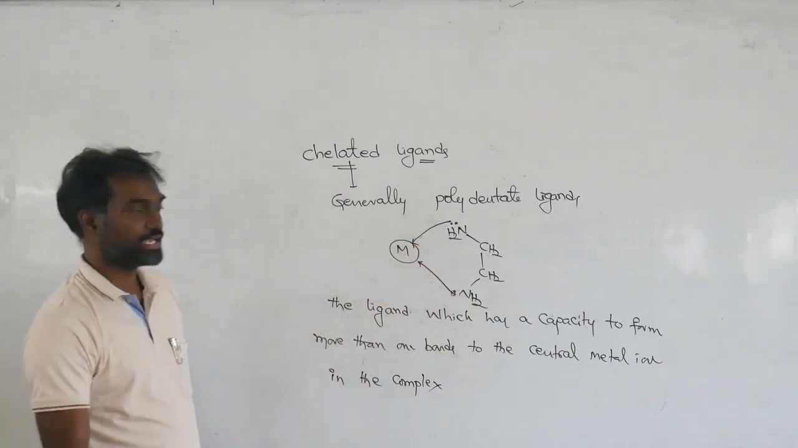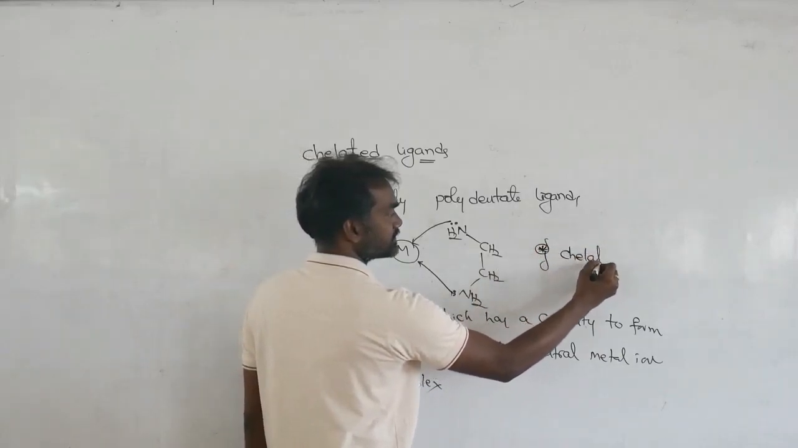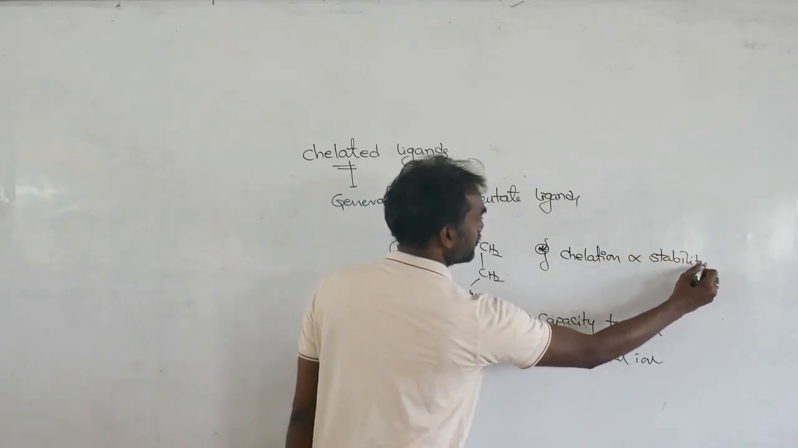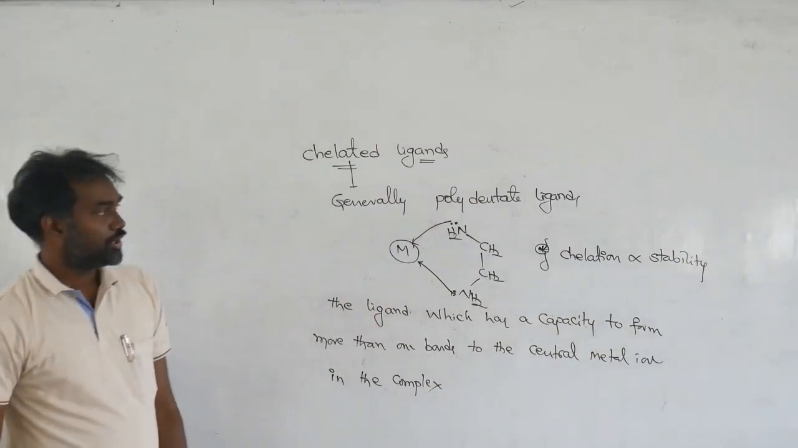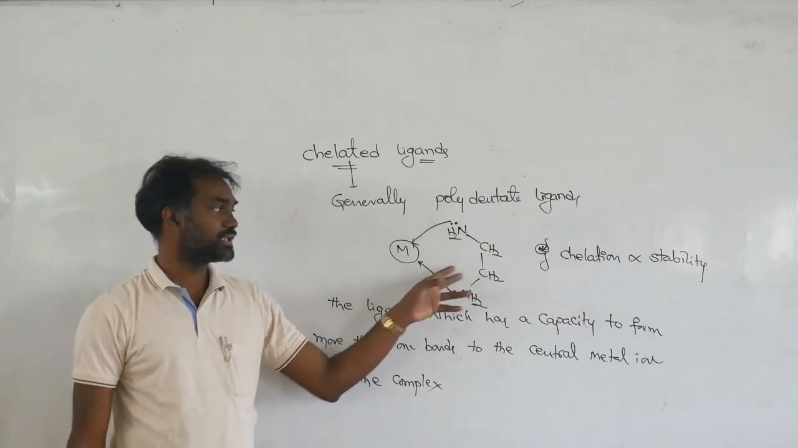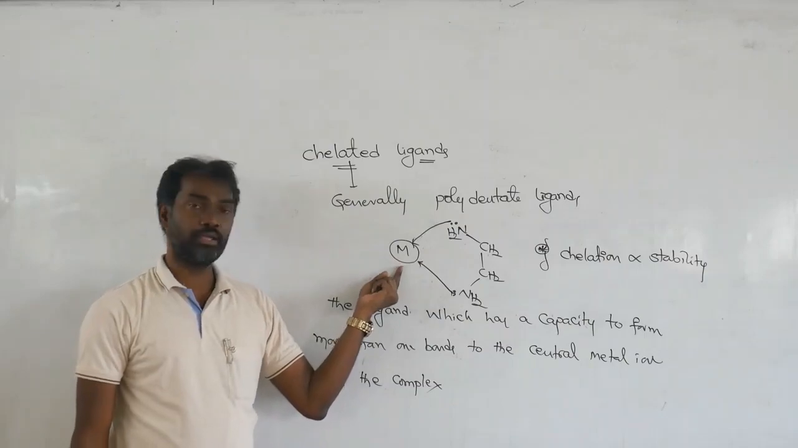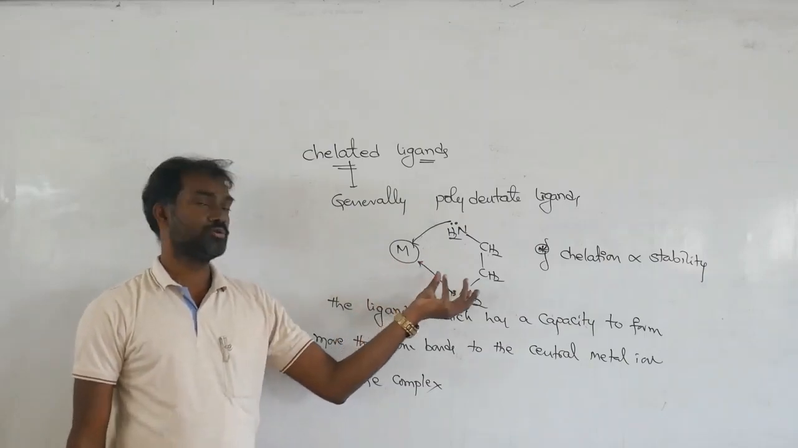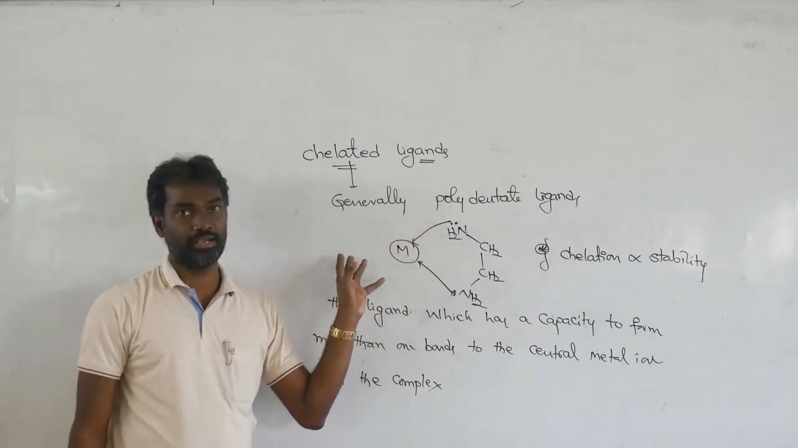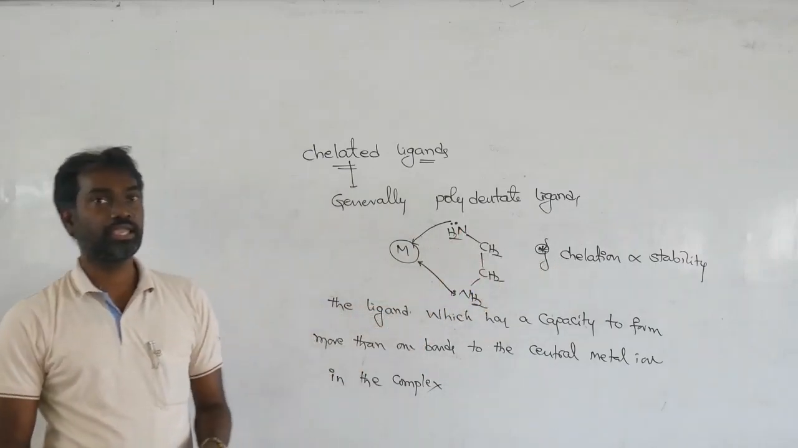Suppose chelation increases. The important point: when chelation increases, the stability increases. If you take a tridentate, 3 bonds come. Tetradentate, 4 bonds. Hexadentate, 6 bonds are attached with the metal. Suppose you want to remove the ligand, you must break the 6 bonds. Then only the metal will be separated. So that's why as chelation increases, automatically the stability also increases.